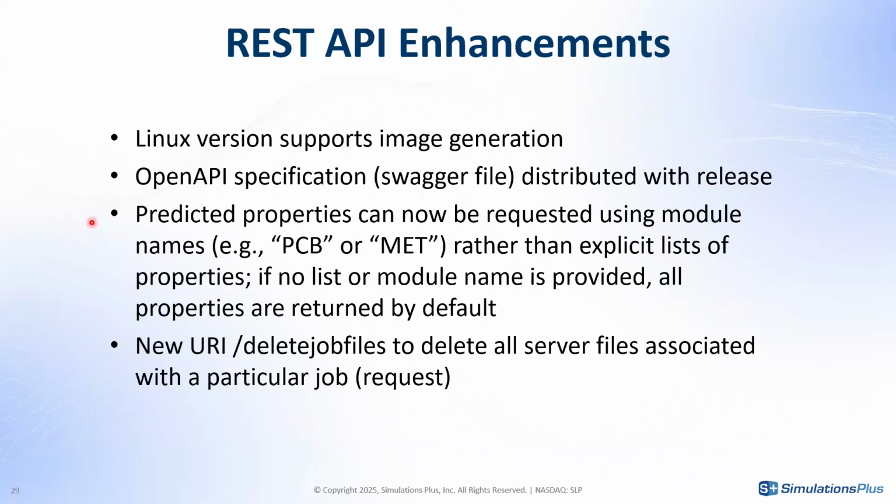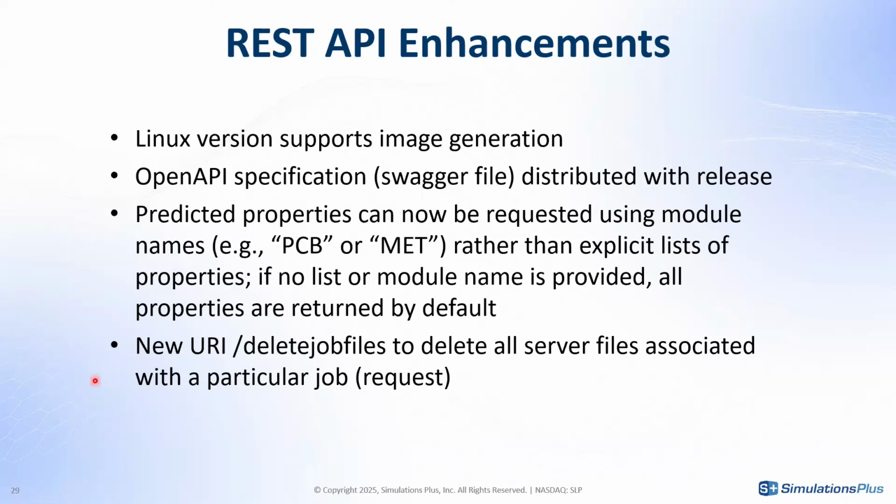We've made it a little easier to request predicted properties. So rather than having to provide an explicit list of the properties you want, you can either use shortcuts like module names, so PCB for all the PhysChem properties, MET for all the metabolism properties, or you can provide no information at all, in which case you'll just receive all the properties that are authorized by the licenses that you have. So a little more convenient than it was before.